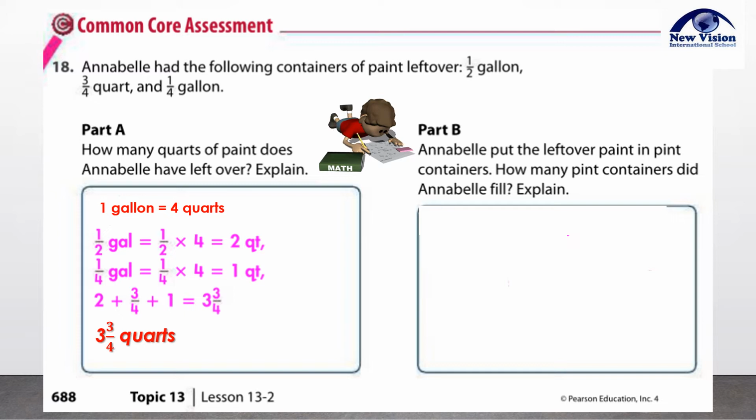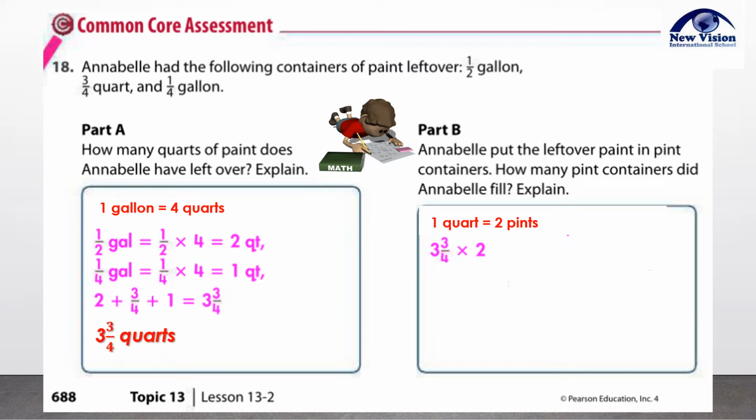Explain. In part B, since there's no pint in the given, it means that we have to convert our answer in part A, which is 3 and 3/4 quarts, into pints. In 1 quart, there are 2 pints. So 3 and 3/4 times 2.